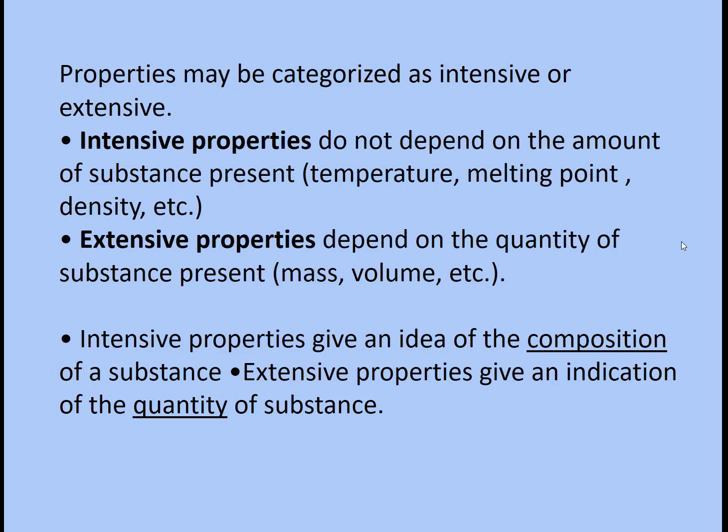Your extensive properties have to do with the quantity that you have there. So my larger piece of paper would have a larger mass, my smaller piece of paper would have a smaller mass. So that would be an extensive property. When we are classifying matter, we more look at the intensive properties to describe, for example, what a piece of typing paper is. The extensive properties, again, describe how much is there. How much do we have? Maybe I have a whole ream of paper. Maybe I just have one piece.